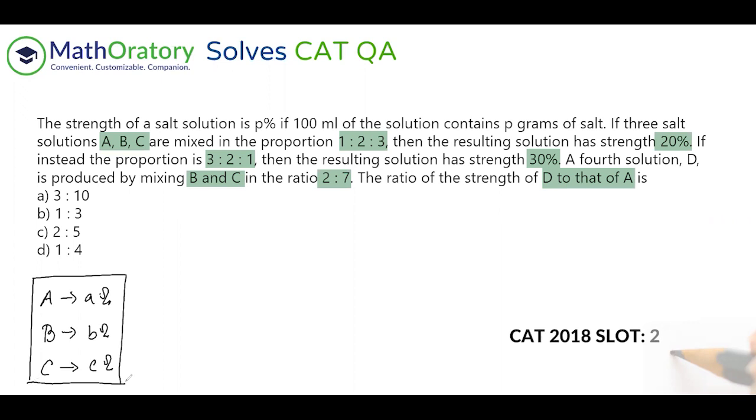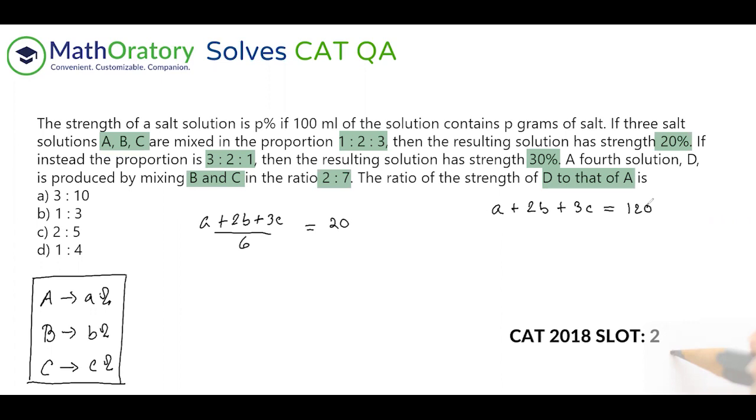Now there are two mixings given. When we are mixing A%, B% and C% in the ratio 1:2:3, let me just apply a weighted average here. The weighted average will be (A plus 2B plus 3C) by 6, and the resultant is 20%. Everything is percentage, so I'm not writing the percentage sign, that will anyhow cancel out. So we get A plus 2B plus 3C is equal to 120.